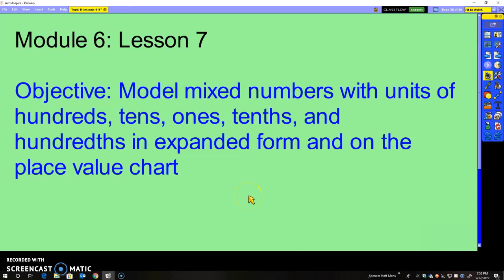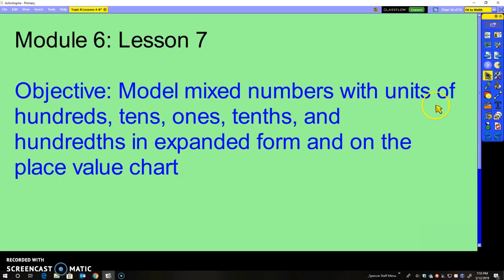Hello, fourth graders. It's Miss Ramos with you, and we are on lesson 7 today, and our objective is to model mixed numbers using the units hundreds, tens, ones, tenths, and hundredths today.